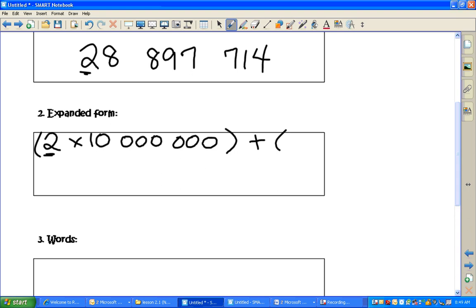Okay. Now, what about the next part? What am I going to expand next here? What would be the calculation? Okay, Nick? 8 times 1 million. Good job. You have to do the zeros. And again, make sure that you have spaces between the periods. And how many zeros should I be adding for 1 million? Everybody? Okay, good.